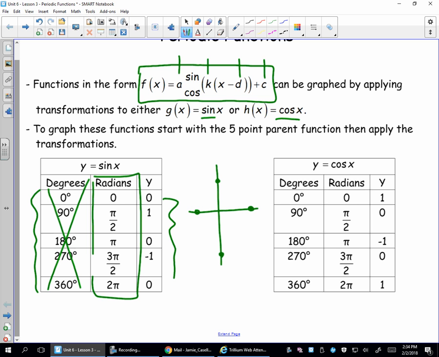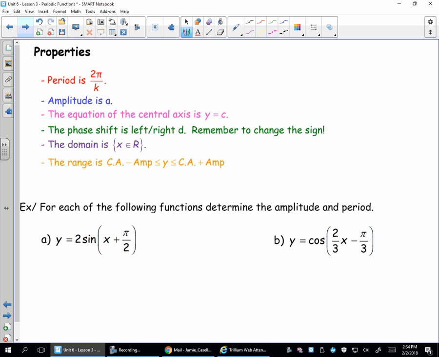Cos, same idea. We're going to use our radians, just a different set of y values. They start off in a phase shift from the sine curve. So we start at the 1 and go down to 0, negative 1, and then back up to the 1. Okay, let's go through some reminders.